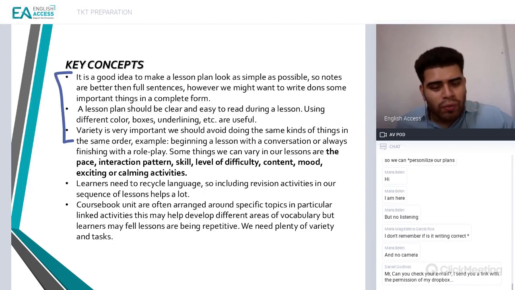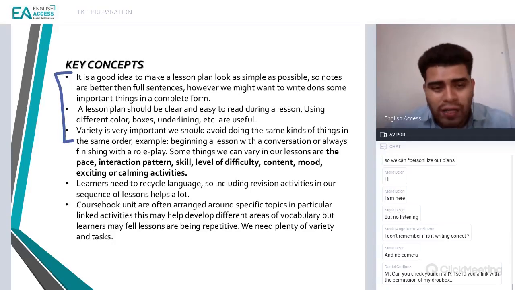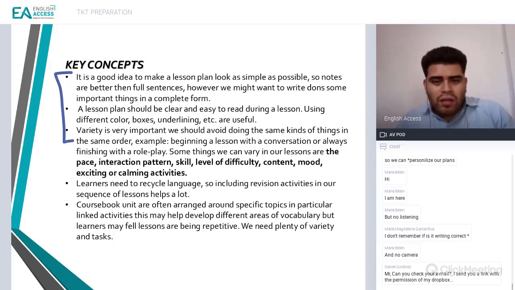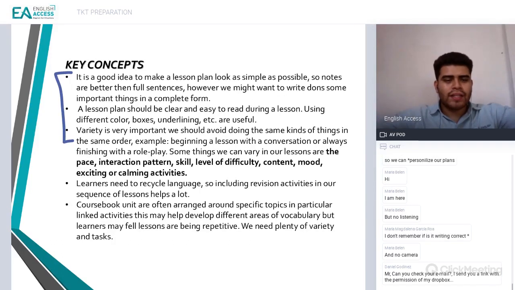And well, the skills, it all depends. If you see your students having a hard time with writing, maybe you can do a little more writing. Content, you have your book, but you can also bring your own material to the class. All right.